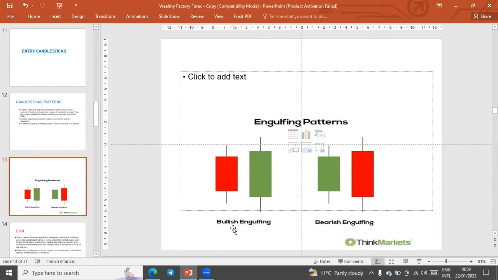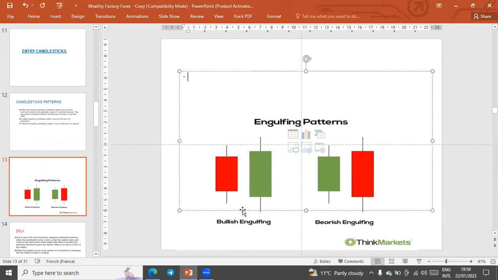So we have a bullish candlestick, we have a bullish engulfing pattern. Let me say the market was going down, then at a certain level, you see a bullish engulfing pattern, meaning that the market is most likely to change direction and start going up.